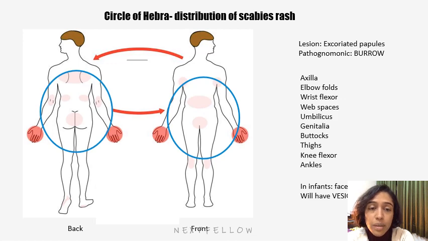In infants, a very important feature, the face, the cheeks can be involved, and the palms and soles also, because the skin is very thin in infants. And in infants, you will have vesicles. In adults, they are already excoriated.